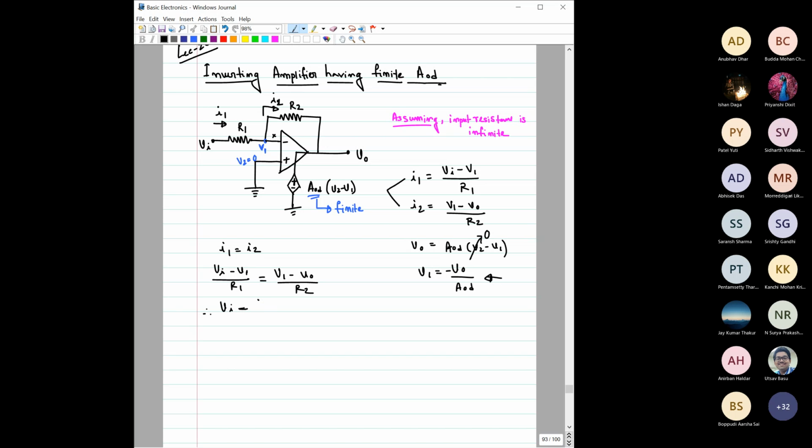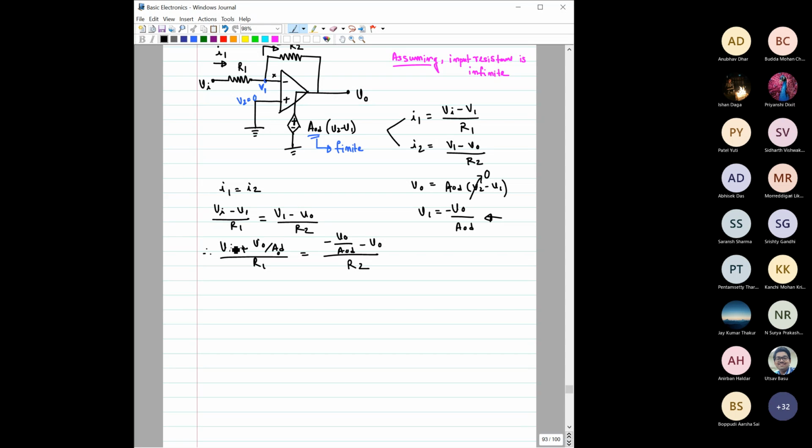So this is Vi, this is minus, this becomes plus V0 by AOD, divided by R1. This will be equal to, again V1, it is minus this V0 by AOD, divided by R2. So we have a relation between Vi and V0. We can take all the V0 on one side and Vi on the other side, and find the expression for V output by Vi. If you do that, the expression comes out something like this: minus R2 by R1 into 1 plus R2 by R1 into 1 by AOD.